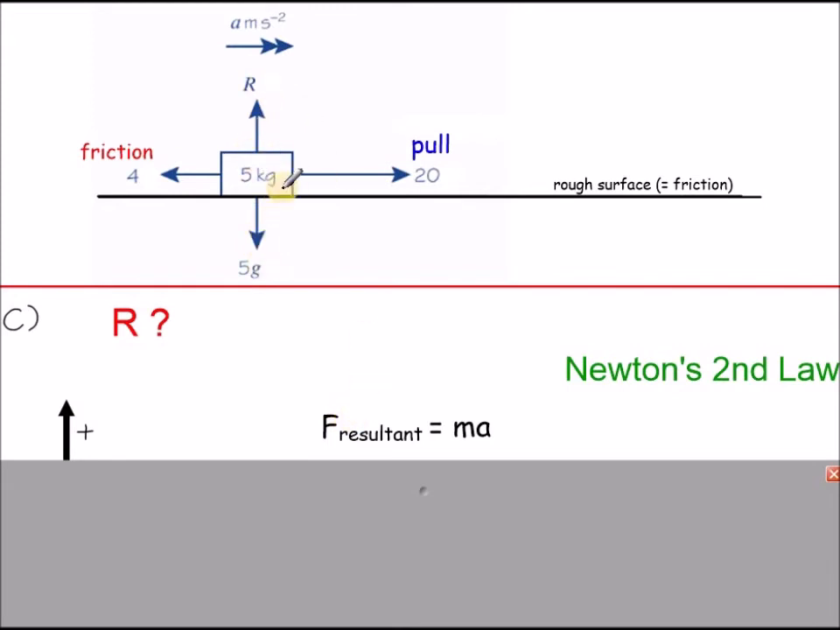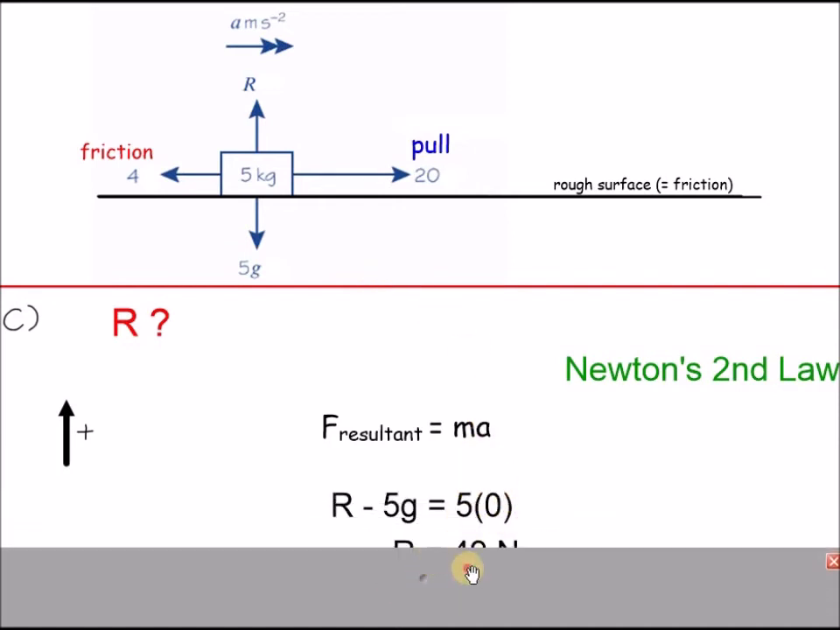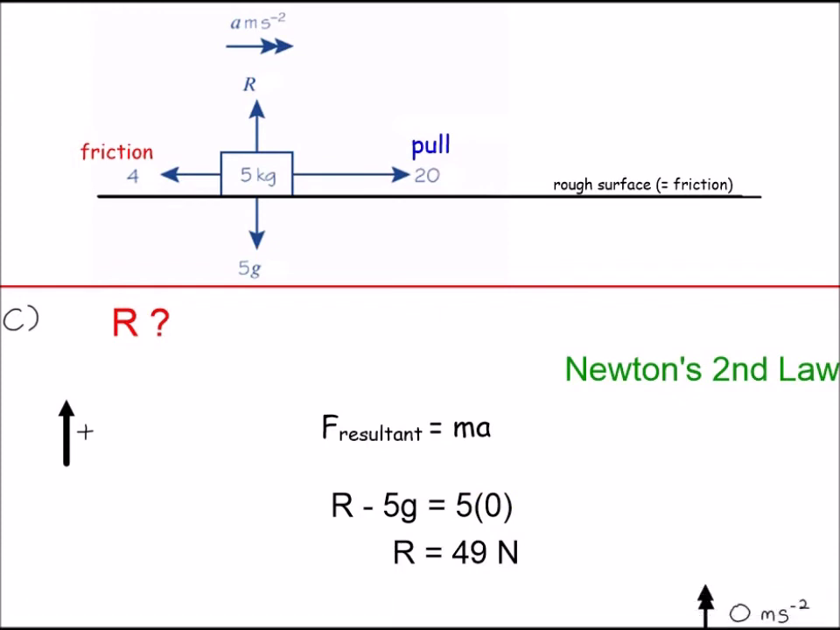The mass is 5 kilograms, but what's the acceleration? There's nothing in the diagram suggesting any vertical acceleration, so a equals 0. A equals 0, and then we solve. So vertically we have no acceleration, so we've got R equals 49 newtons.